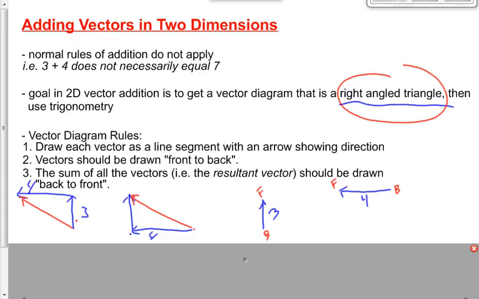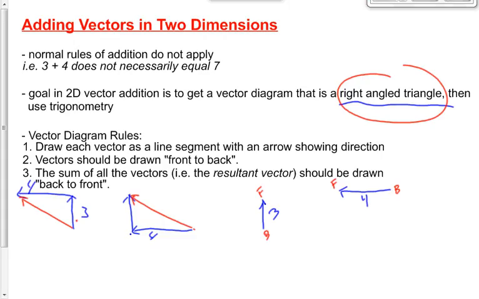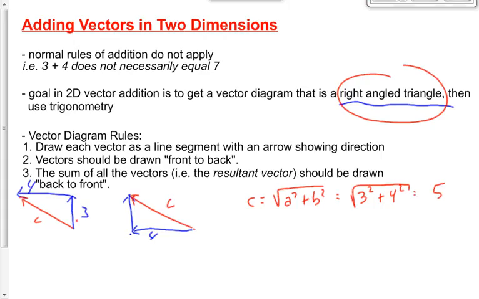Now we can find its value by using the Pythagorean theorem. So, how do we go about doing that? In both cases here, we'll call it C, the hypotenuse. We'd say C squared is equal to a squared plus b squared, or C is equal to the square root of a squared plus b squared. So we'd say C is equal to the square root of 3 squared plus 4 squared. Do the math there, it works out to be 5. Now that's the magnitude of the sum of the vectors, 5.